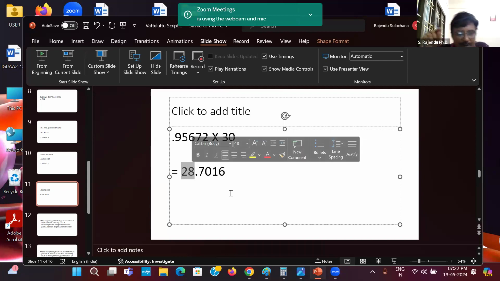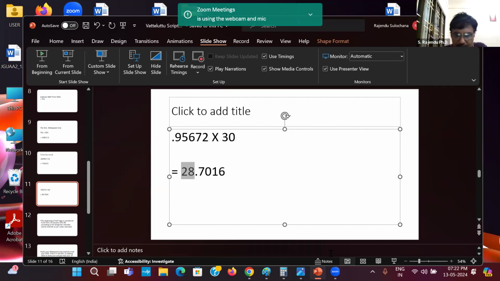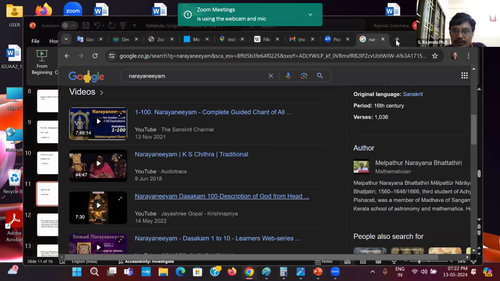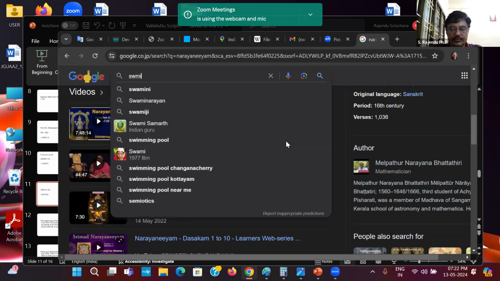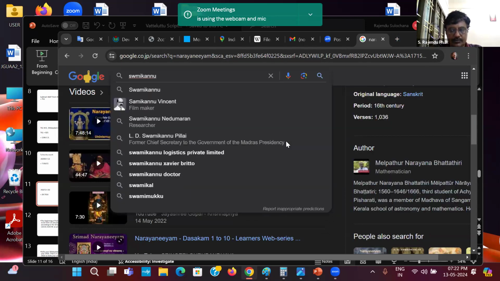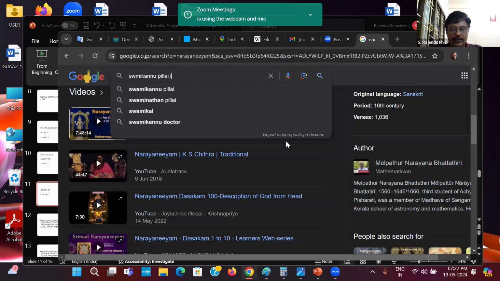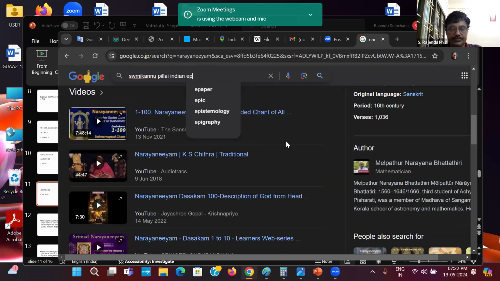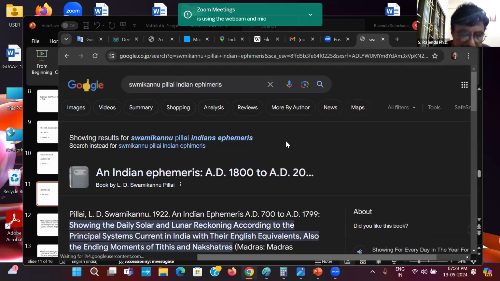You can forget about that because you are doing the problem for the first time. If you want to fix the exact date, you have to go to the ephemeris. Ephemeris means Panchangam. It is an ancient calendar system, which was published by Swami Pillai. Then I'll show you. Indian Ephemeris. He prepared a 1,000 years calendar.